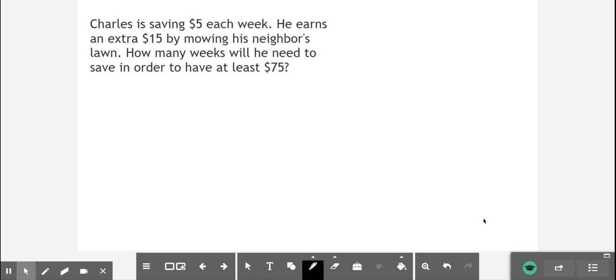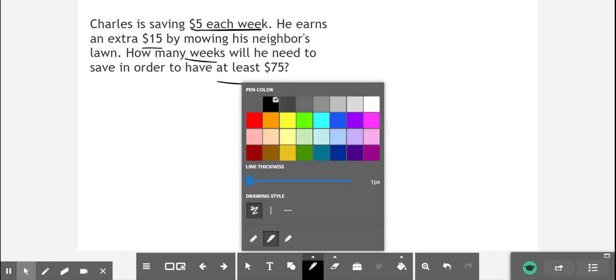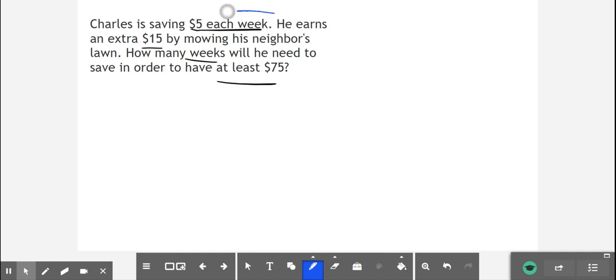The next situation: Charles is saving $5 each week. He earns an extra $15 by mowing his neighbor's lawn. How many weeks will he need to save in order to have at least $75? So our keywords here are each week and how many weeks. So w is our variable, which stands for the number of weeks that he'll be saving.